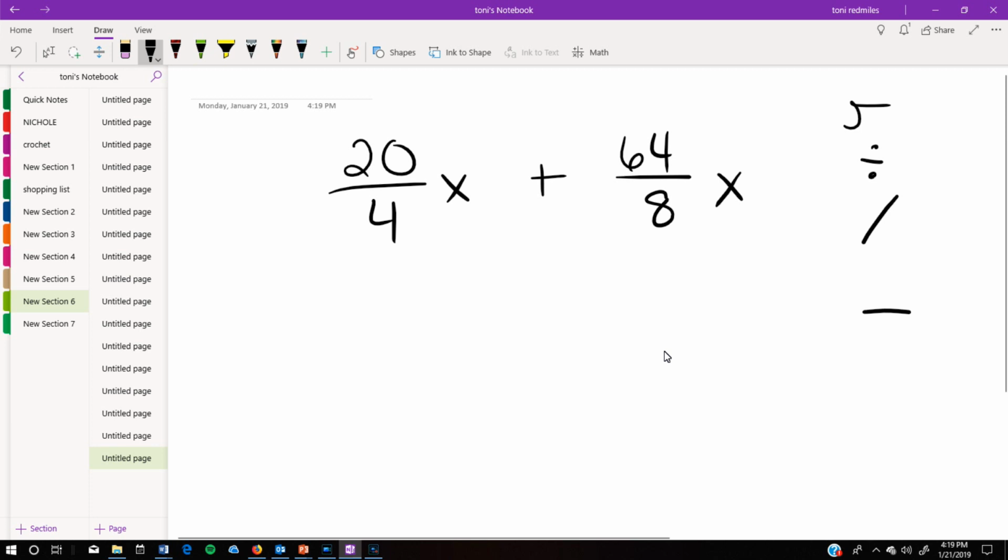Okay, so how many times can 4 go into 20? That would be 5. Bring down my x. How many times can 8 go into 64? That would be 8. Bring down my x. I have 2 like terms here. They're both like with each other. The 5x has the same degree of power and same variable as the 8x. So I can combine them and get 13x.